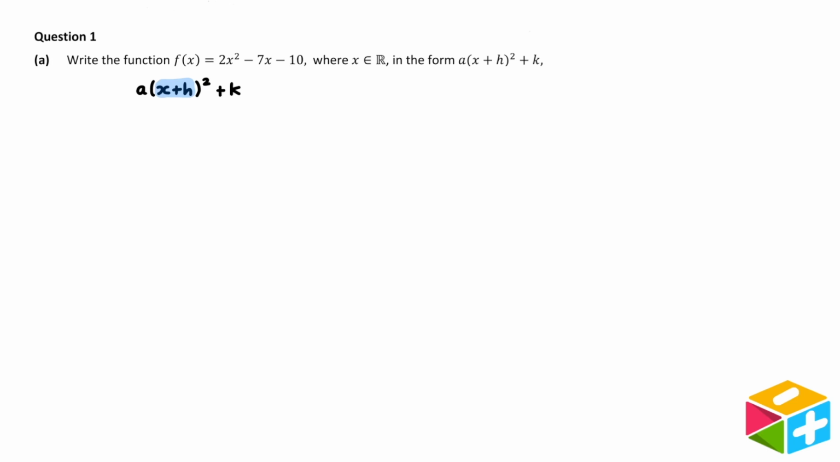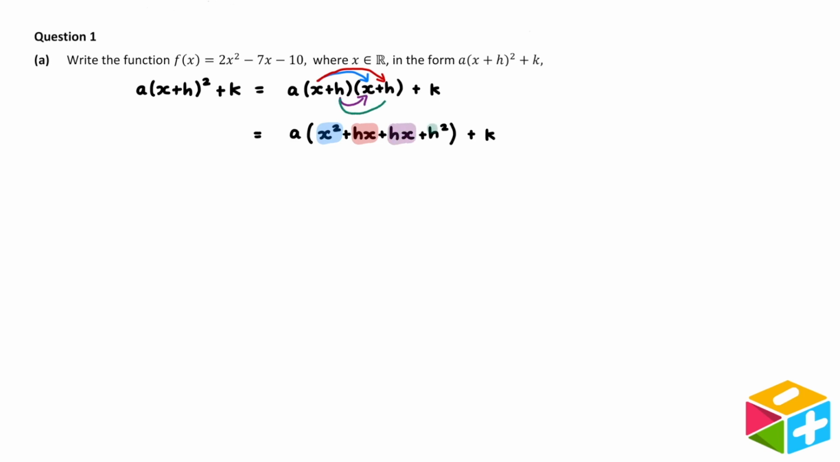Squaring a number is the same thing as multiplying that number by itself. So x plus h all squared is x plus h times x plus h. Now we can multiply out those brackets. X by x is x squared, x by h is hx, h by x is hx, and h by h is h squared. We can simplify this a bit. Hx plus hx is 2hx.